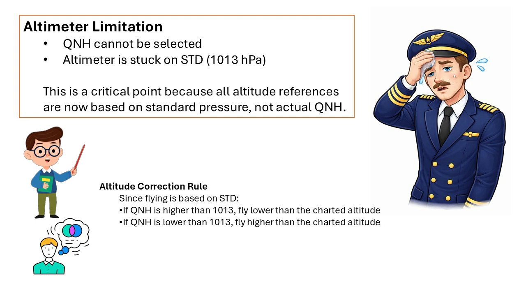Since you are flying on standard pressure, a simple correction rule can be used. If QNH is higher than 1013, you will fly lower than the charted altitude. If QNH is lower than 1013, you will fly higher than the charted altitude. As a secondary reference, the standby altimeter should be used for cross-checking.